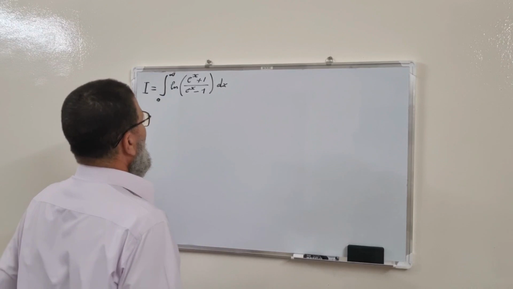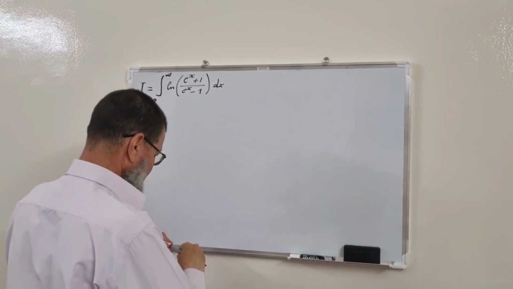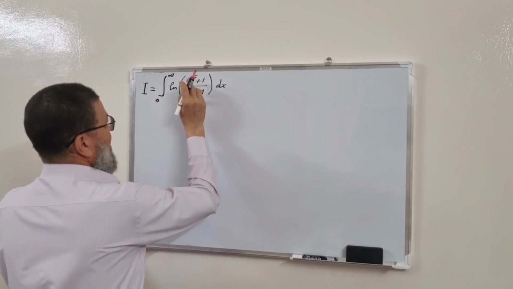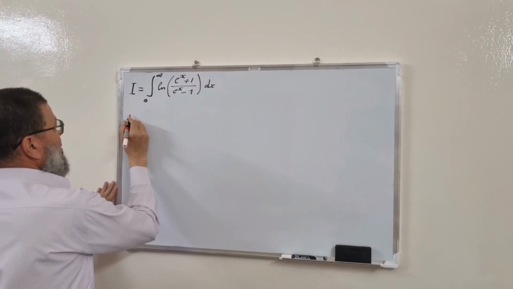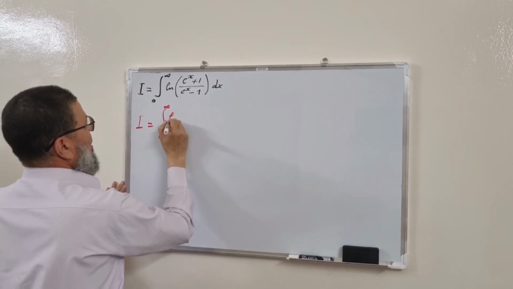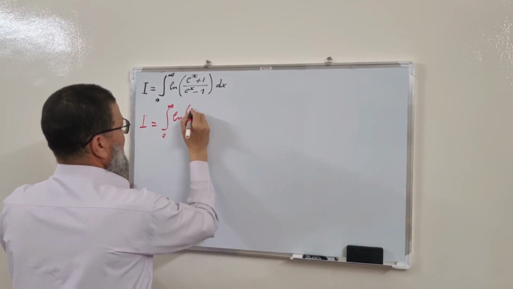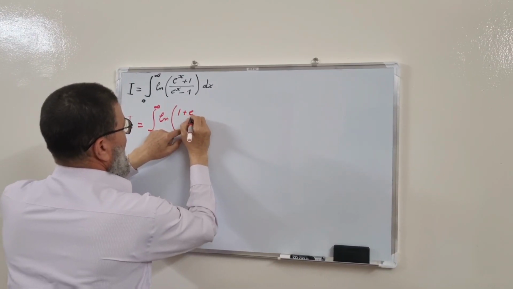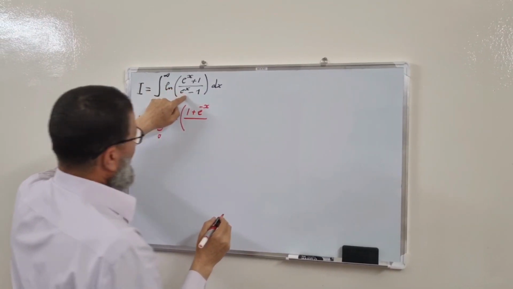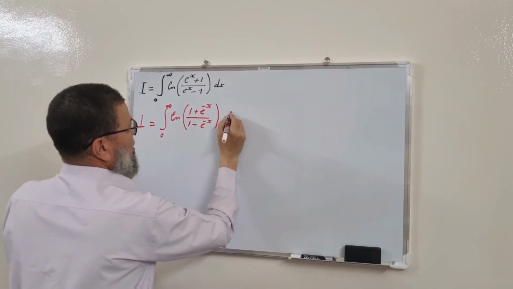Integrate natural log of (e^x + 1) divided by (e^x − 1). To solve this problem, we start by dividing the numerator and denominator by e^x. The integral will be I equal to the integral of the natural log of: if we divide the numerator by e^x, it will be 1 plus e^(−x). The denominator, if we divide by e^x, will be 1 minus e^(−x), dx.